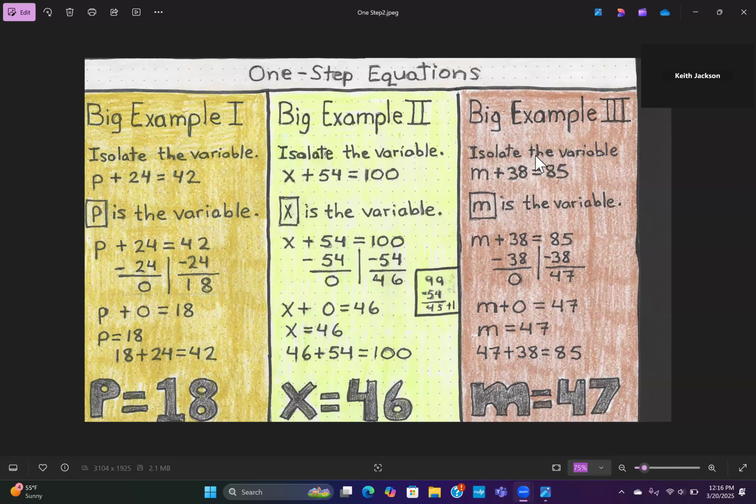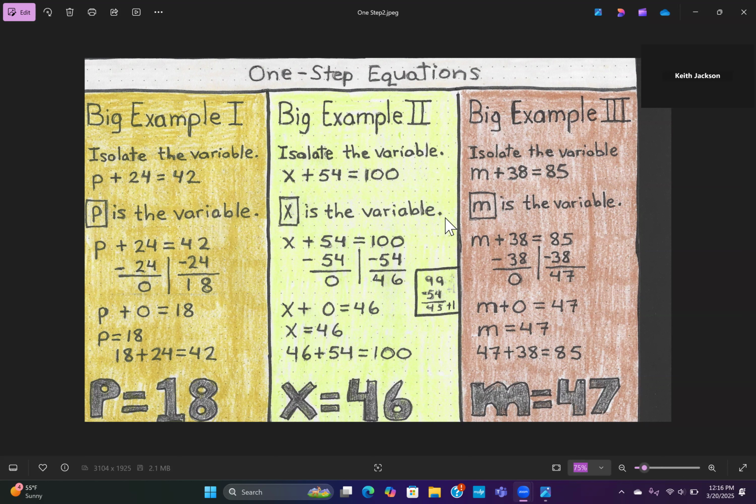Right now, you're looking at the second video as it relates to one-step equations. And if you recall from the previous video, we had subtraction problems, and we had to undo those subtraction problems with addition to find out what the variable was. Well, in this case, we have addition problems, and so we're going to have to use subtraction in order to find out what the variable is in these three big examples.